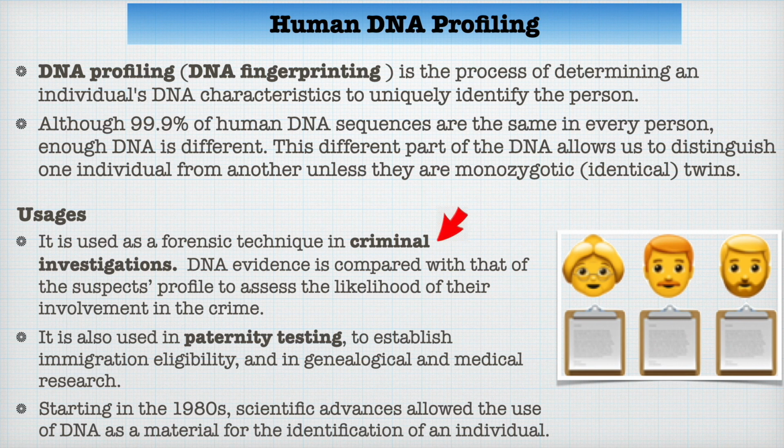Uses of DNA profiling. Criminal investigators use DNA profiling as a forensic investigation technique. They compare a suspect's profile with the available DNA evidence to assess the likelihood of their involvement in the crime. It is also used in paternity testing, to establish immigration eligibility, and in genealogical and medical research.